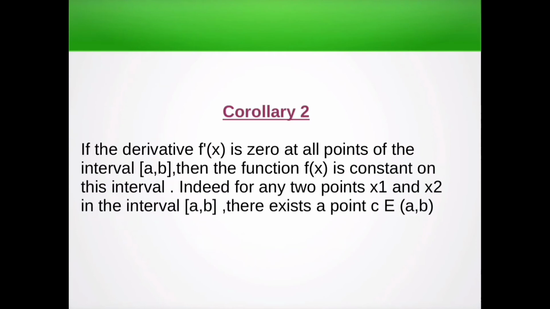Condition number 2. If the derivative f dash of x is 0 at all points on the interval [a, b], then the function f of x is constant on this interval. Indeed, for any two points x1 and x2 in the interval, there exists a point c belonging to (a, b). Let us see the proof of this. We know that f of x2 minus f of x1 by x2 minus x1 is equal to f dash of c.